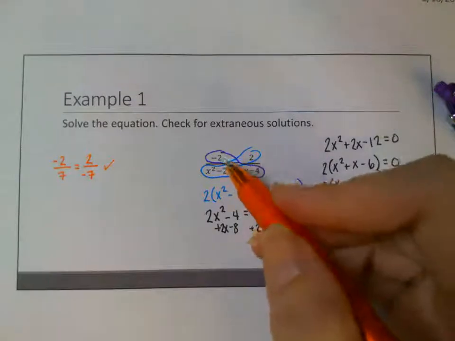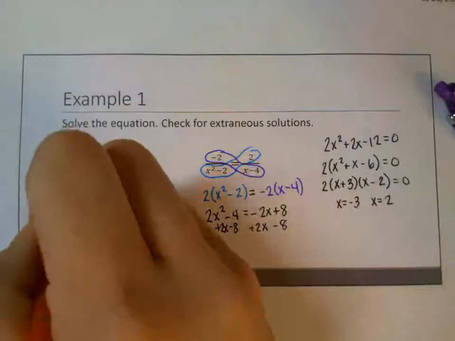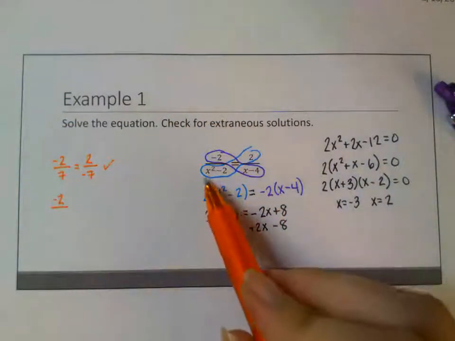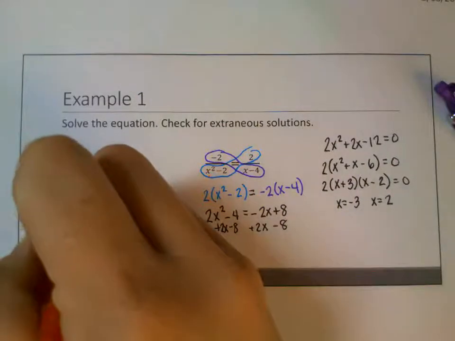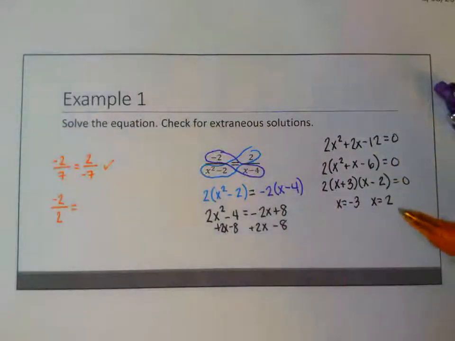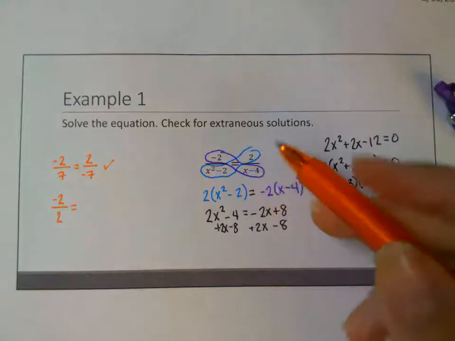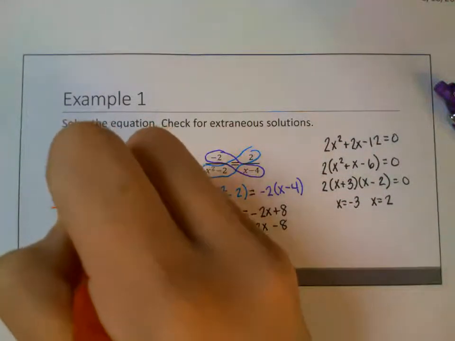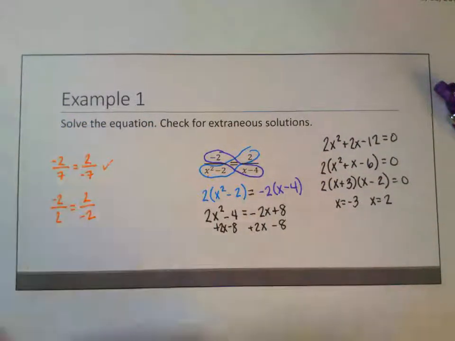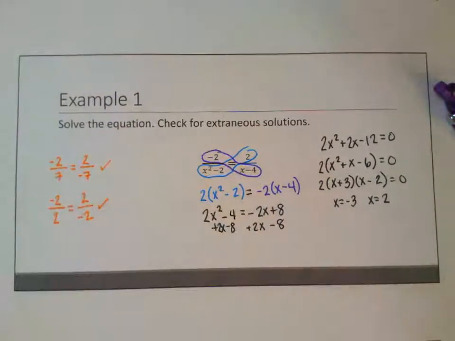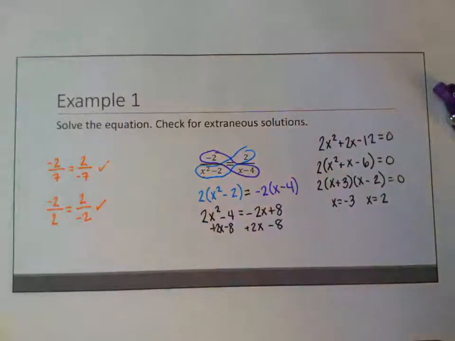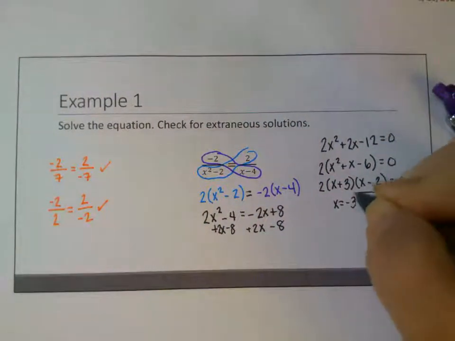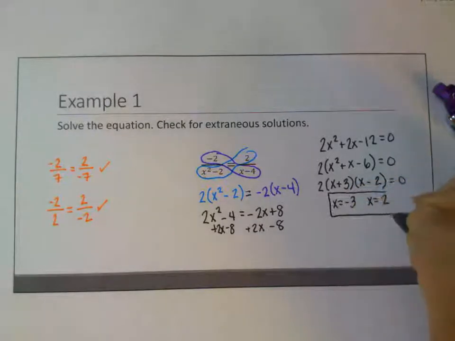We'd get negative 2 over 2 squared is 4, and 4 minus 2 is 2. And then for the second one, I'd have 2 over 2 minus 4, which is 2 over negative 2. So that answer also works. So that means that both of these were in fact solutions.